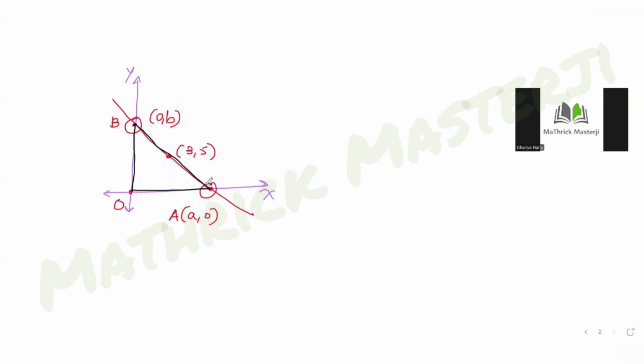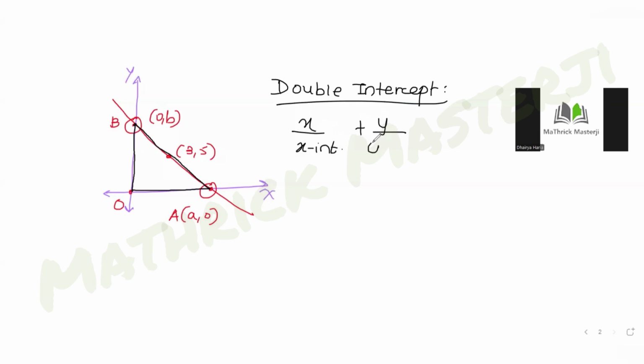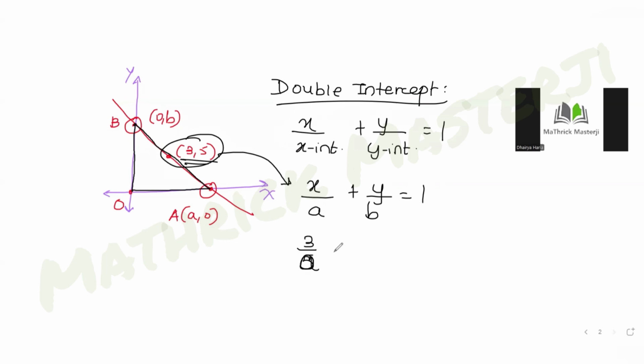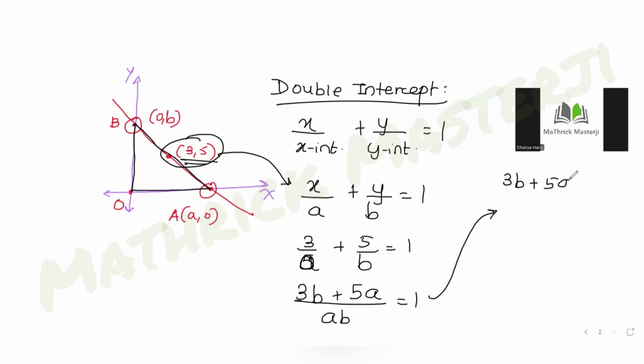Let's do that. I know the double intercept form of the line, which is basically x over x-intercept plus y over y-intercept equals 1. So I can write it here as x over a plus y over b equals 1. I know that this point (3, 5) lies on the line, so it will satisfy this equation of the line. If I substitute x and y as 3 and 5 respectively, I get 3 over a plus 5 over b equals 1. If I solve it further, I get (3b plus 5a) over (a into b) equals 1. That gives me 3b plus 5a equals a into b.